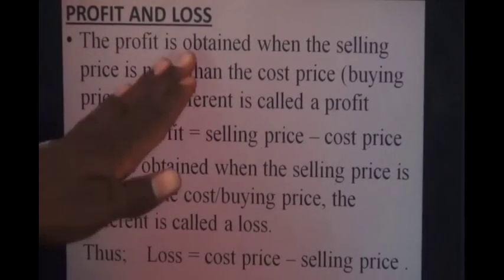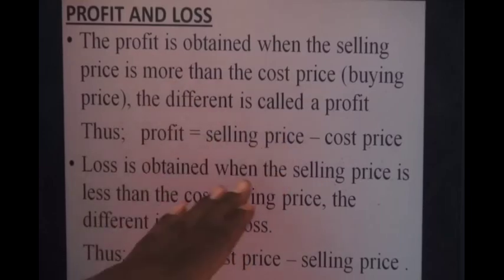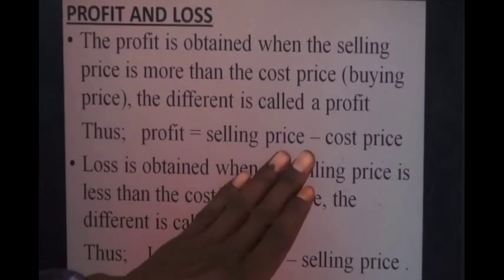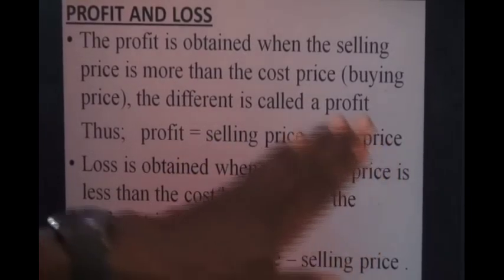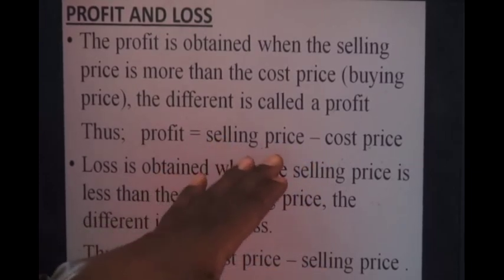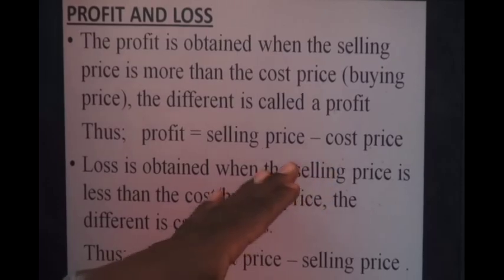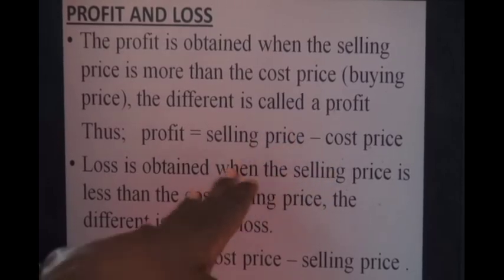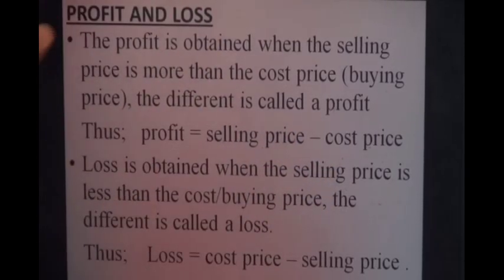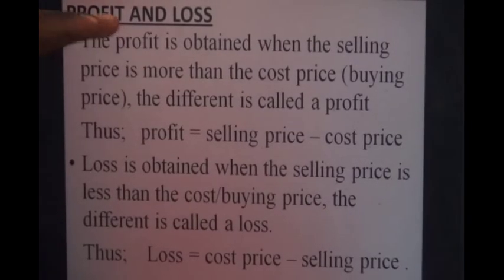Now, a loss is the opposite of profit, and profit is the opposite of loss. Therefore we say, when you have taken the selling price minus the cost price and you find the answer is negative, that is loss. But when the answer is positive, that is called profit. And therefore we say the loss is equal to cost price minus selling price.